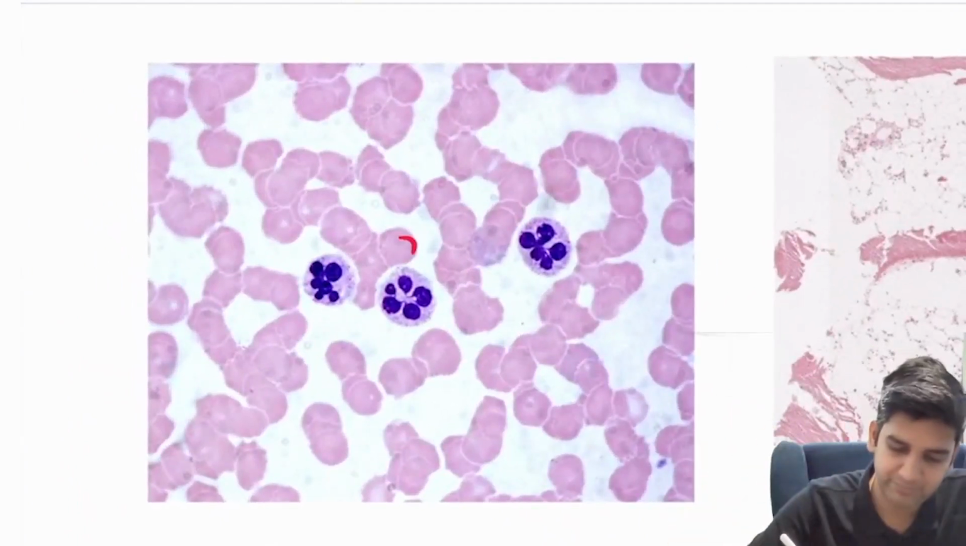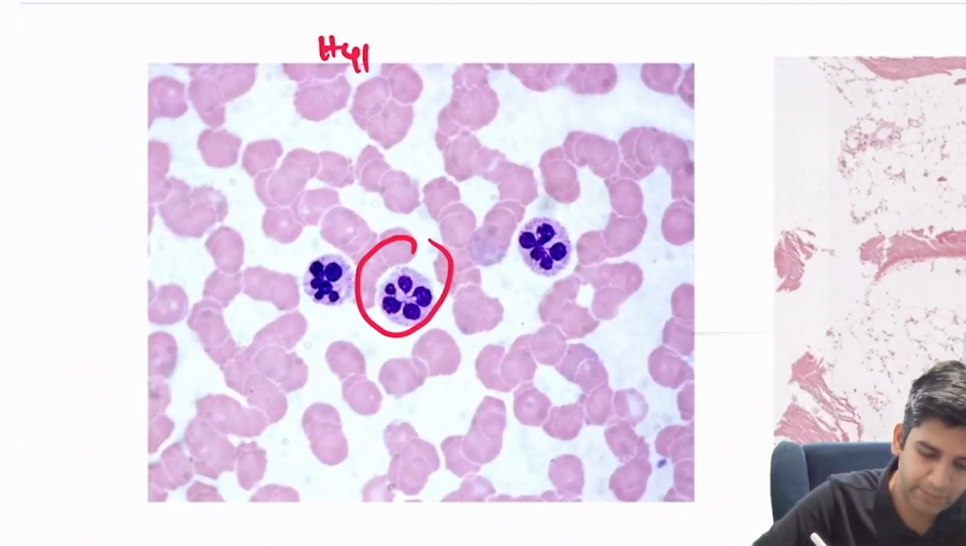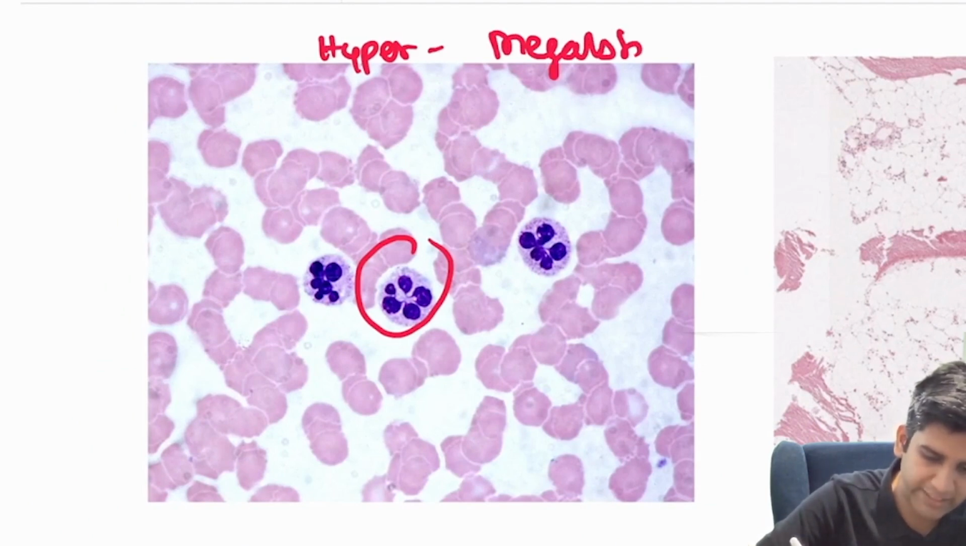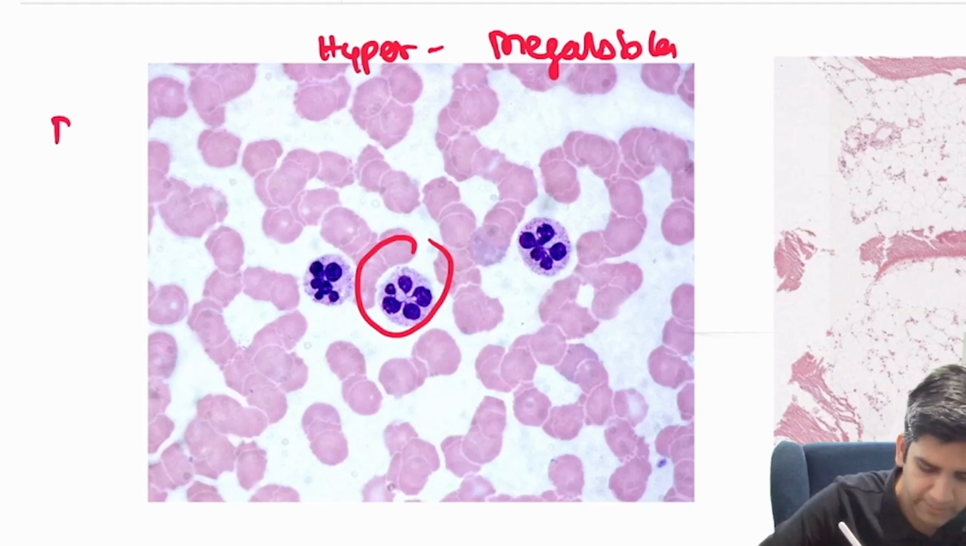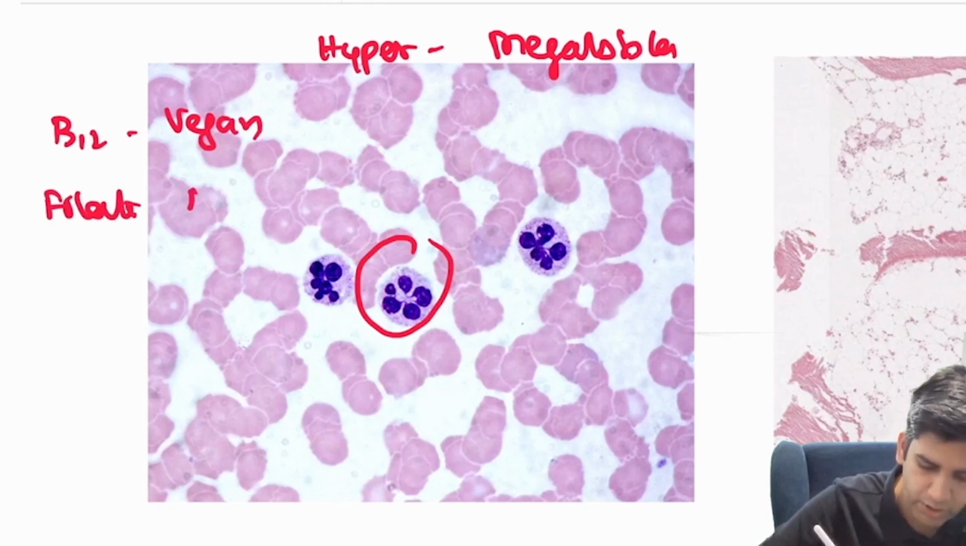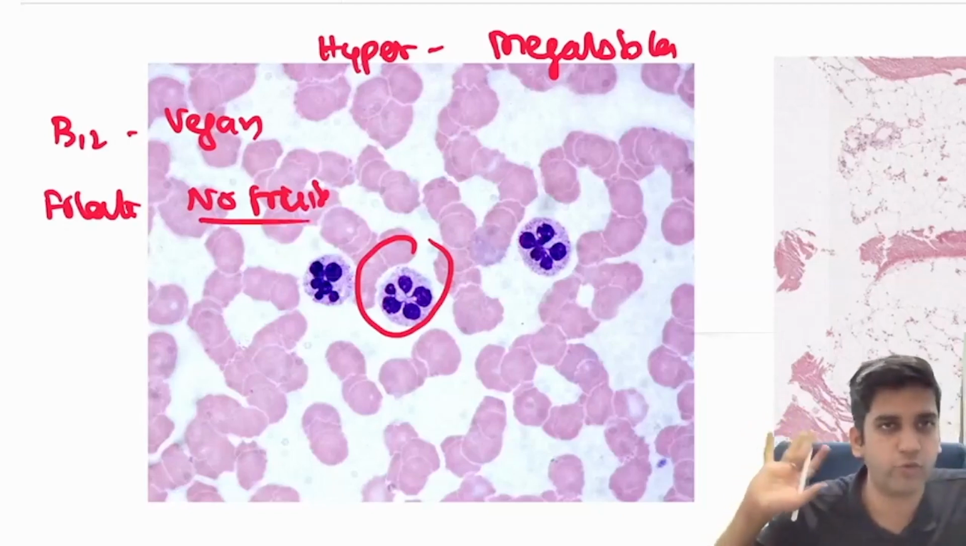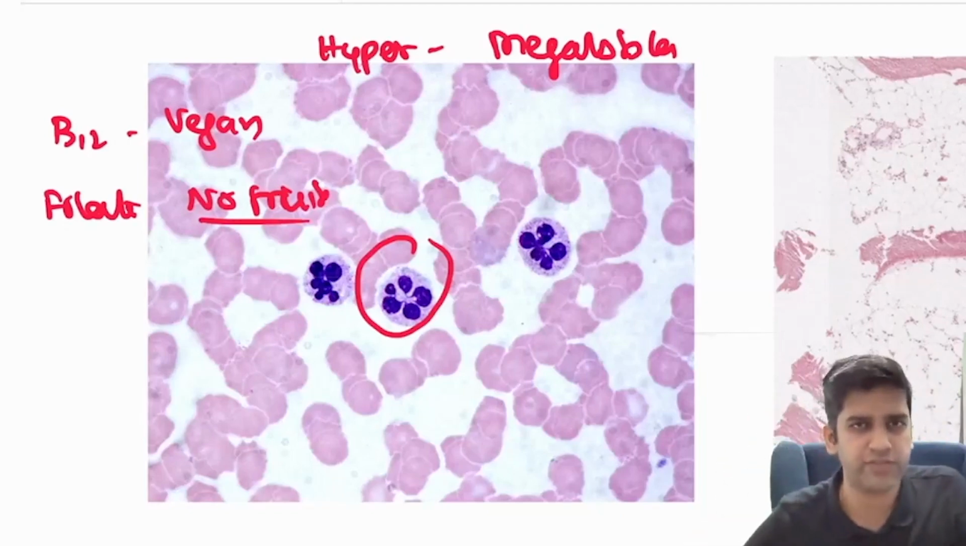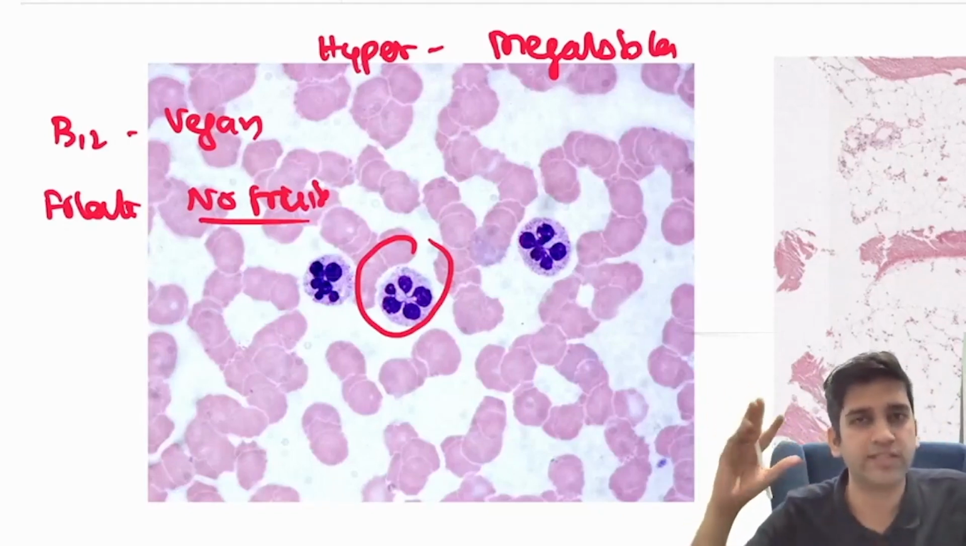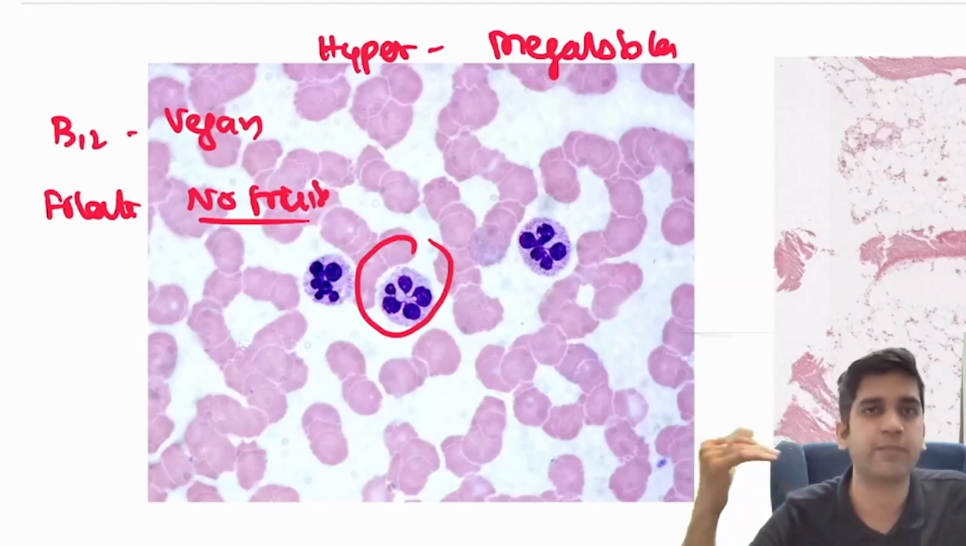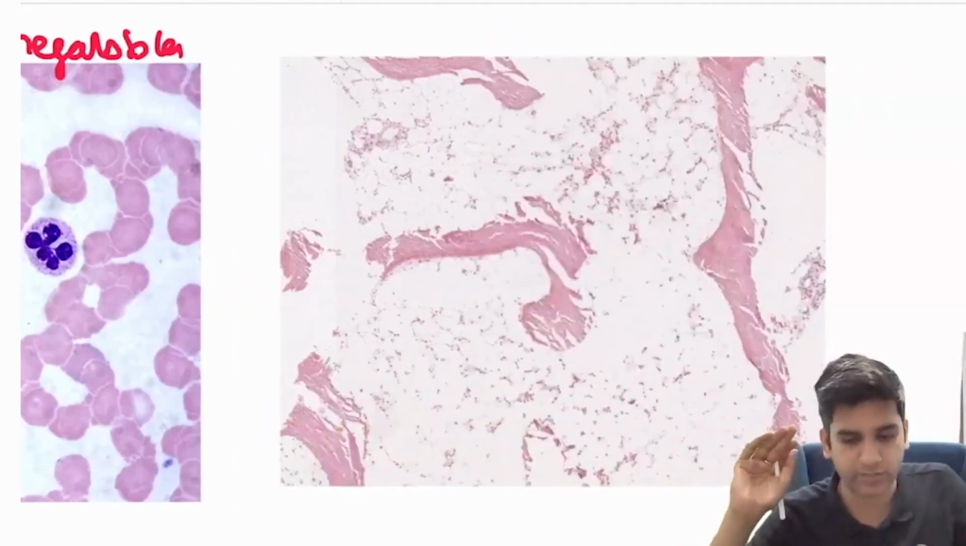Spotter: hypersegmentation. Hypersegmentation, think of megaloblastic anemia. Megaloblastic anemia can be due to B12, where the history will be vegan. It can be due to folate, where the history will be patients with no fruits or vegetables. That's classical for folate deficiency, and classical vegan for B12 deficiency, right? More than 5 lobes, more than 6 lobes, is diagnostic of hypersegmented neutrophils, a classical diagnostic finding.